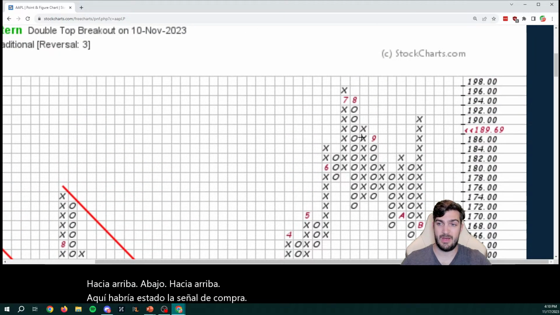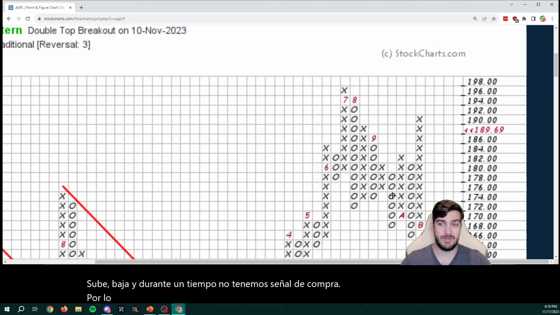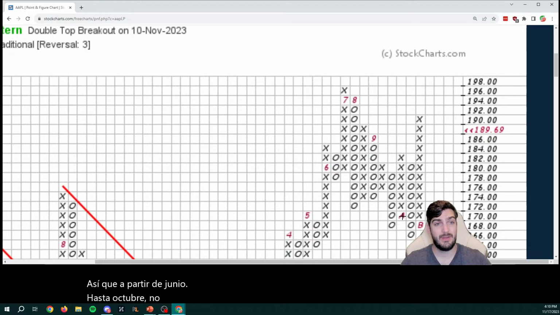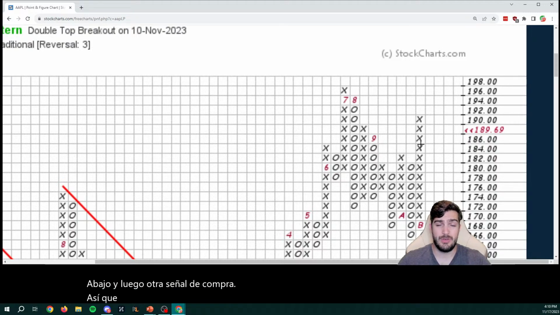Goes up, down, and for a while we don't have a buy signal. So from June until October, we did not have a buy signal. Then in October, we had a buy signal, went down, and then another buy signal. So this is why point and figure is so useful.